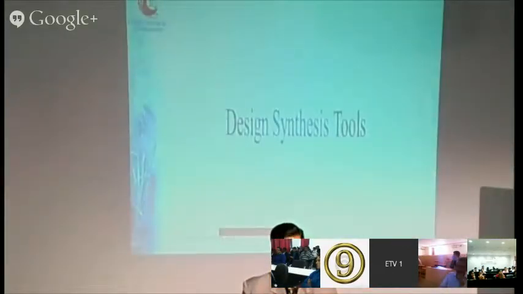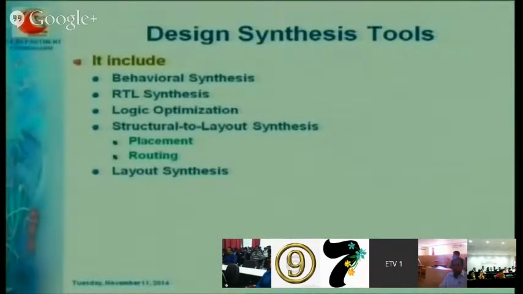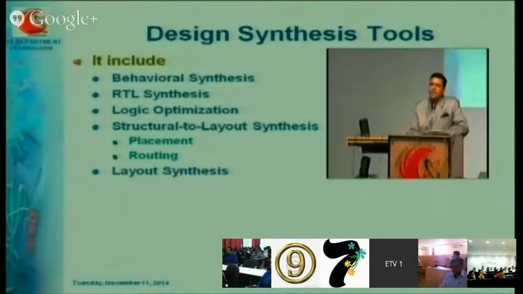Now, as we said, there are three categories of EDA tools. The first category is design synthesis tools. The second is design capture tools. Then verification tools. First of all, we are going to discuss design synthesis tools. These are further divided into subcategories like behavioral synthesis, RTL synthesis, then logic optimization, then structural to layout synthesis that includes placement and routing, and then layout synthesis. So first of all, we are going to discuss behavioral synthesis.